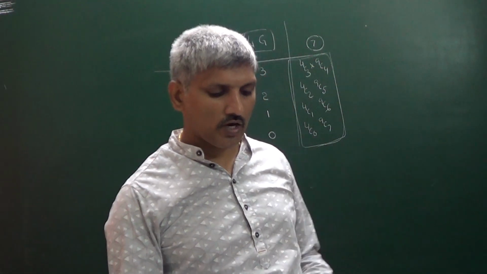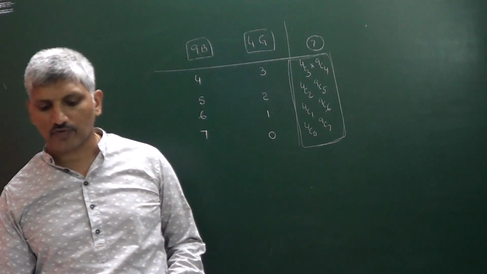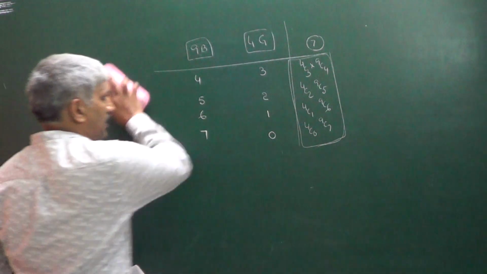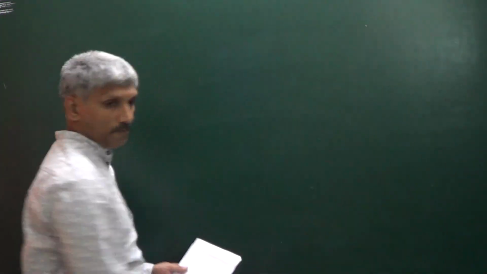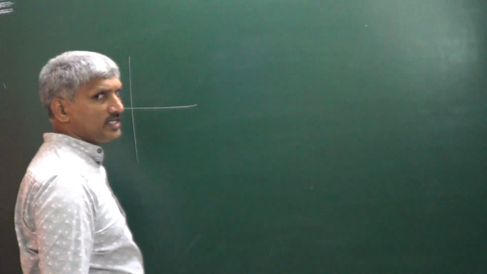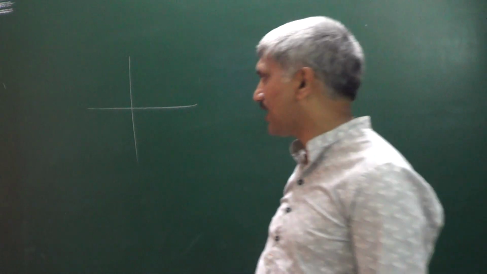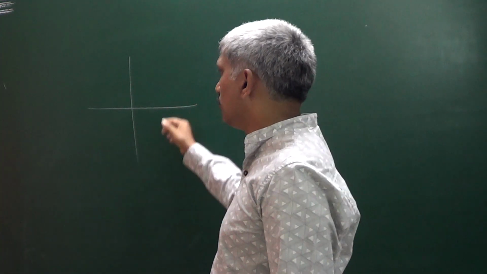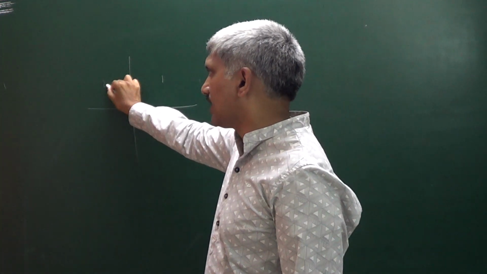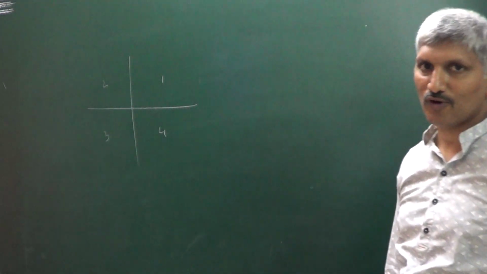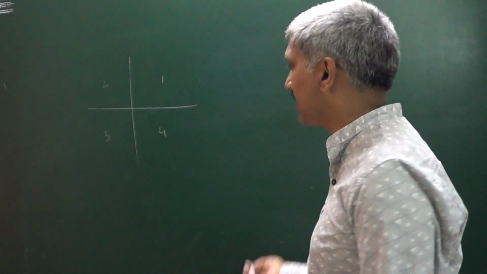So that is the way of discussing these questions. One more idea I am going to discuss. Tell me, these are 2 lines. These 2 lines divide the plane into how many parts? These 2 lines divide the plane into 4 parts: first part, second part, third, fourth part. We will call these 4 quadrants if they are the x-axis and y-axis.